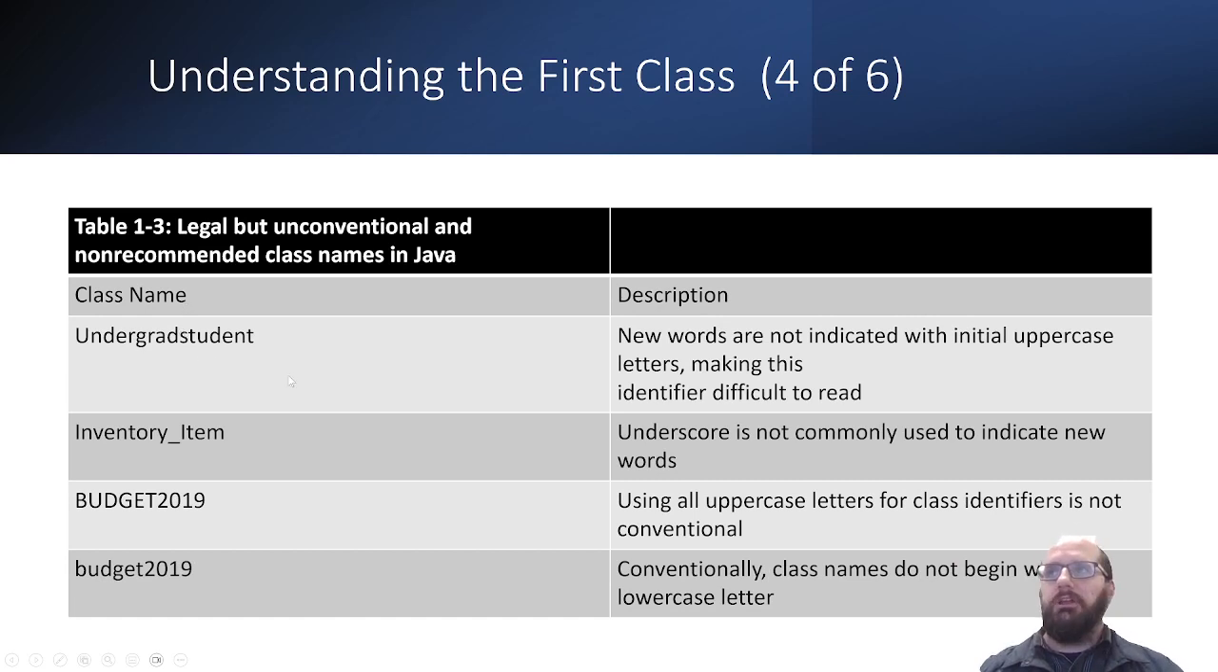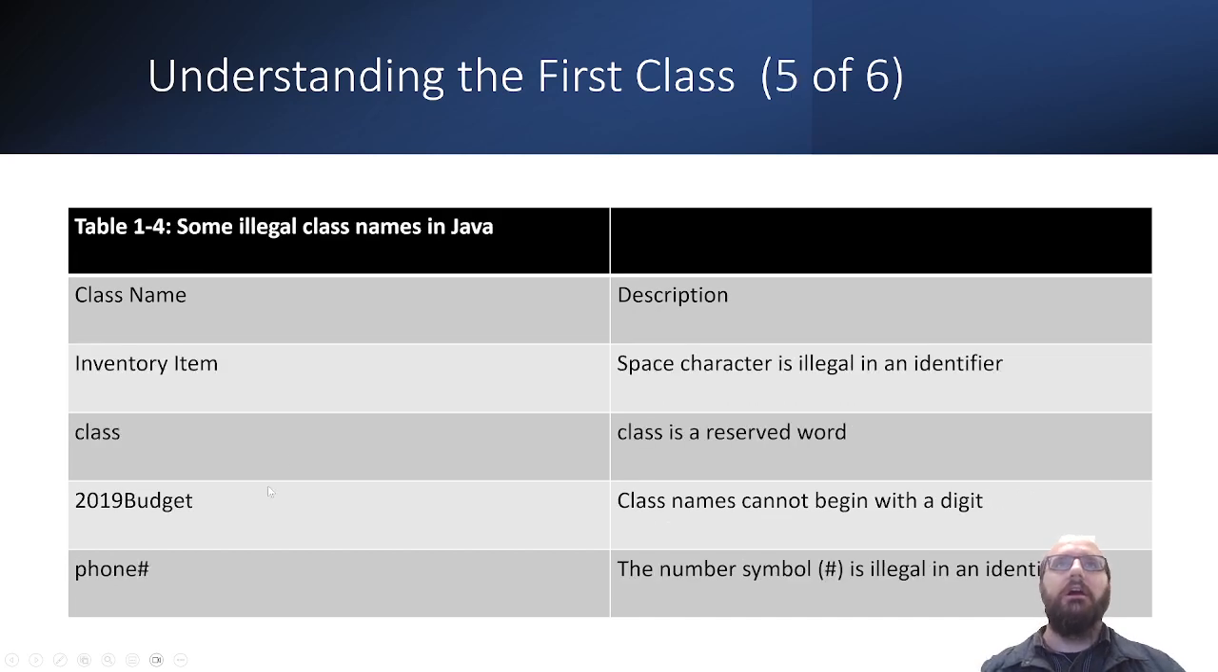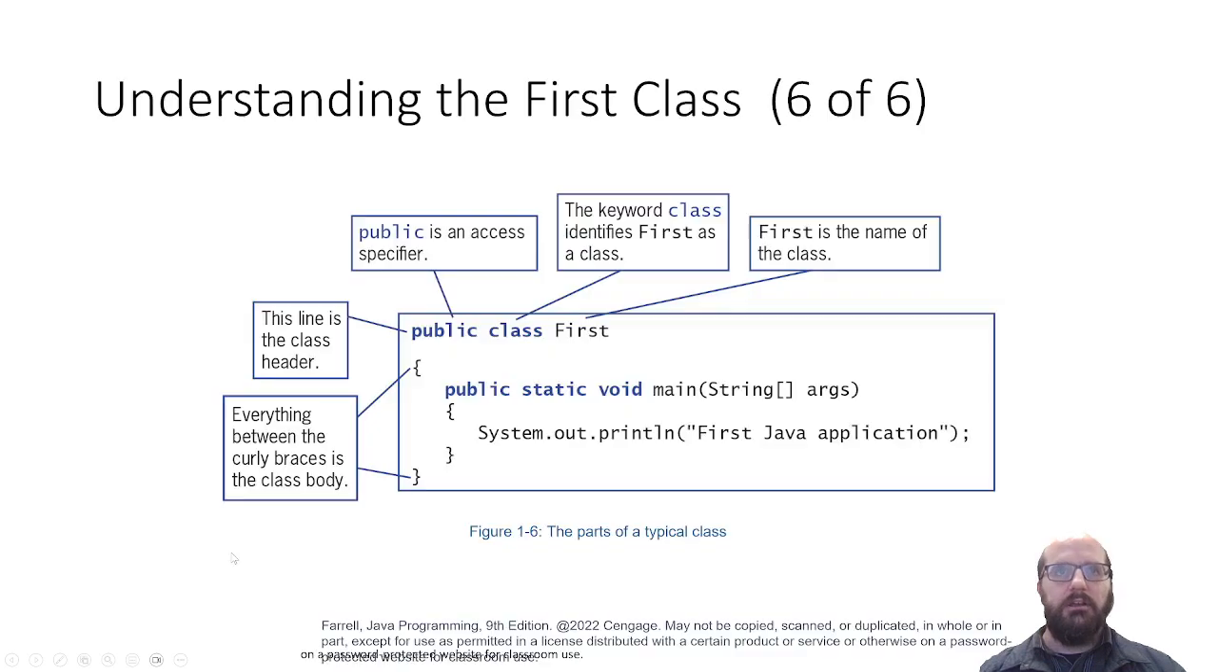Like undergraduate_student, this is not a good class name because student's not capitalized. We don't usually use underscores in Java class names. We don't usually capitalize everything, but we do capitalize the first letter. These are totally illegal. There's a space. Class is a reserved word. This starts with a number. This has a $ sign. Right?